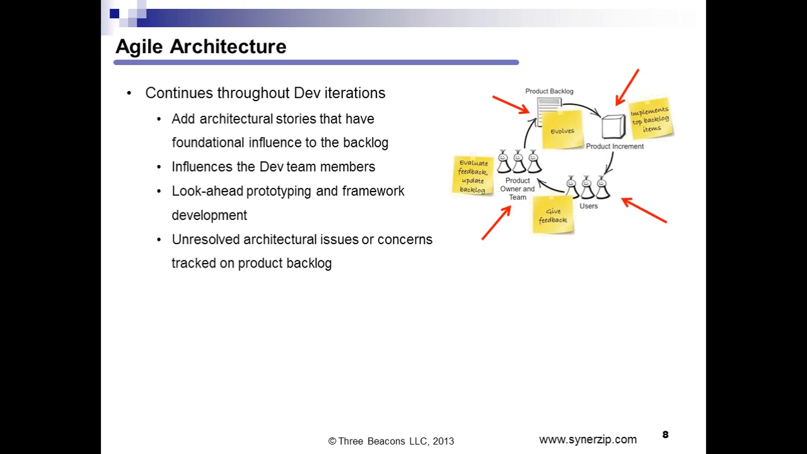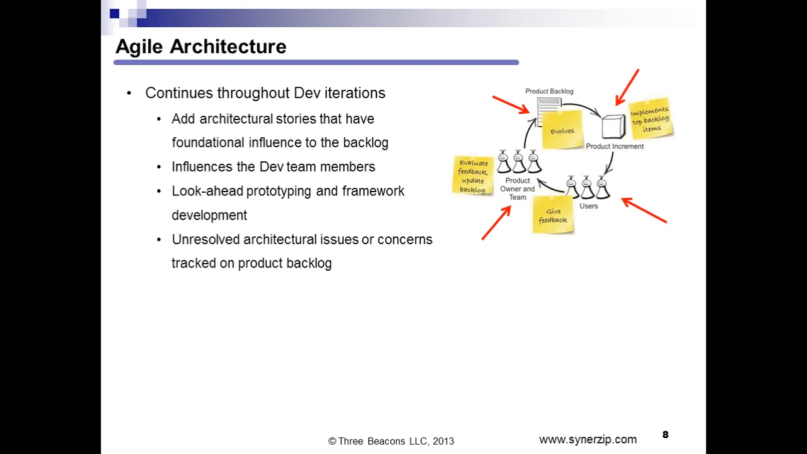Architecture in Agile is definitely continuous. If you look at the diagram, the arrow pointing to the users, the architect is talking to the users to fully understand their requirements. Looking at the arrow pointing to the product owner and team, there are architecture stories put in the product backlog, and ideally prioritized high enough to get some early learnings and consideration of the different alternatives. Also, any unresolved architecture issues should be tracked on the backlog. Also, looking at the arrow that points to the product backlog, the product backlog is an evolutionary type artifact in Scrum, and therefore the architecture stories within that would evolve.